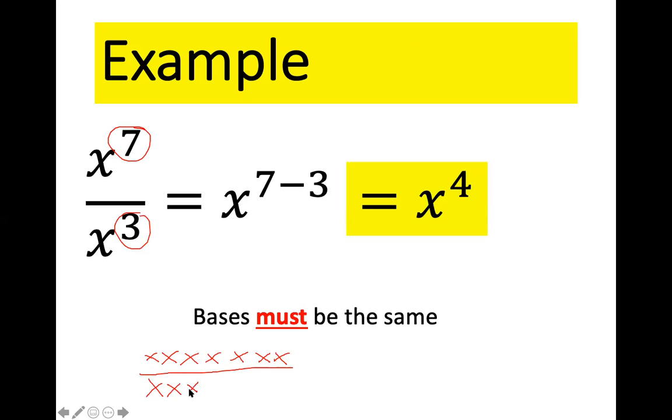So when I cancel, x divided by x is 1, x divided by x is 1, x divided by x is 1, I'm left with 4 total x's, in other words, x to the 4th. Nobody does what I just wrote out, but many people in their head think about this: 7 on the top, 3 on the bottom, you're left with 4 on the top.